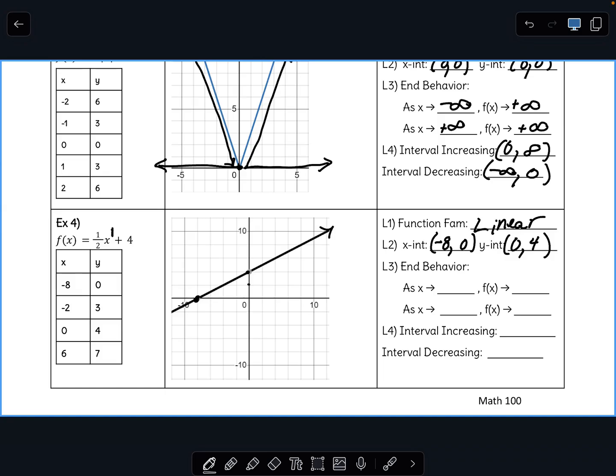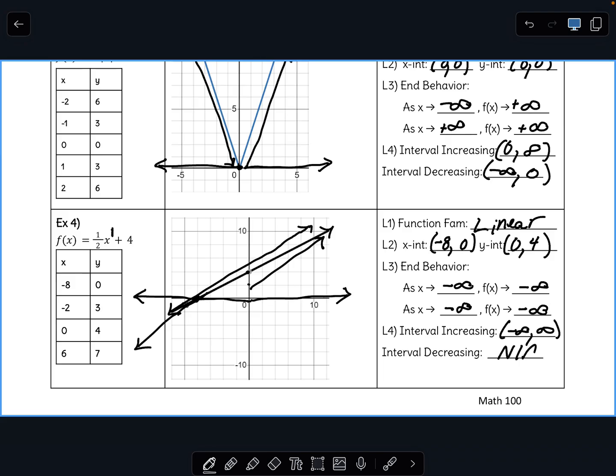Okay, so let's look at our end behavior. So as x is approaching negative infinity, our f of x, or our y, is also approaching negative infinity. And as our x is approaching positive infinity, so is our f of x, our y. So where is the interval increasing? Well, as you can see, the whole thing is increasing. It's never decreasing. So from negative infinity to infinity, and it's never decreasing.